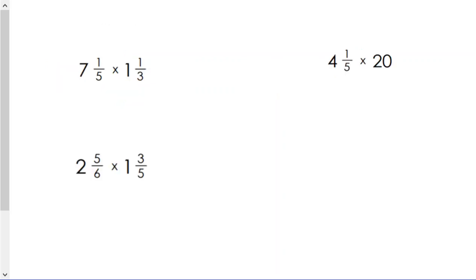Okay, let's look at some more challenging ones. Mixed numbers. When we're working with mixed numbers, we want to make sure that we convert them into improper fractions and then multiply straight across.